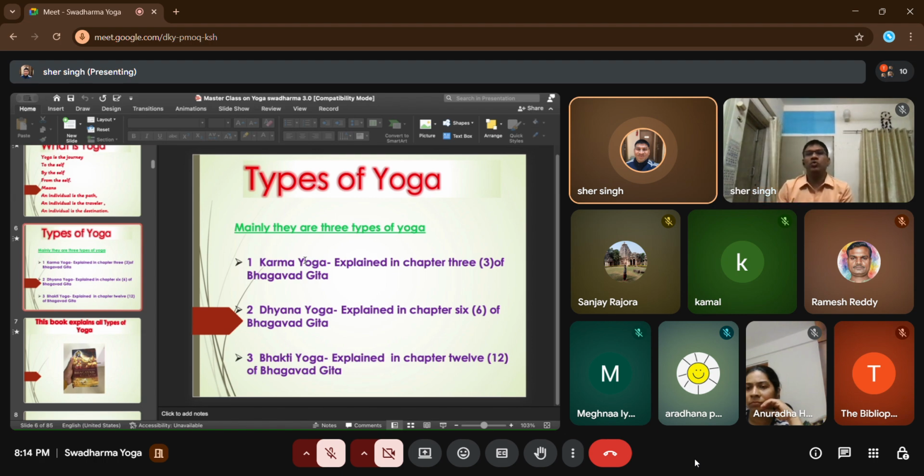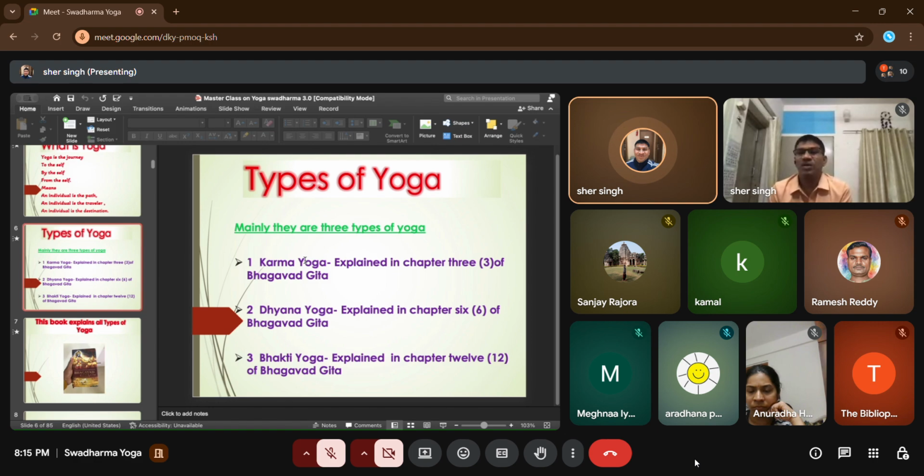When I read this Bhagavad Gita, I came to know that there are mainly three types of yoga. First is karma yoga. It has been explained in great detail in chapter 3 of the Bhagavad Gita. For example, Mahatma Gandhi was a karma yogi. Dr. APJ Abdul Kalam remained committed to his work throughout his lifetime. This is karma yoga.